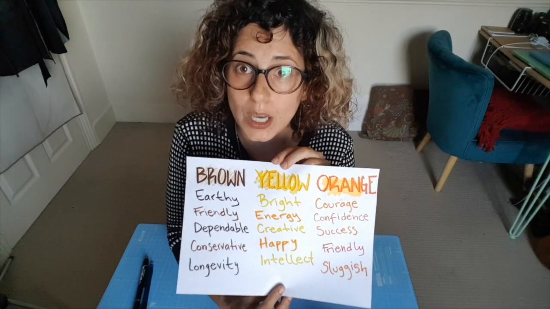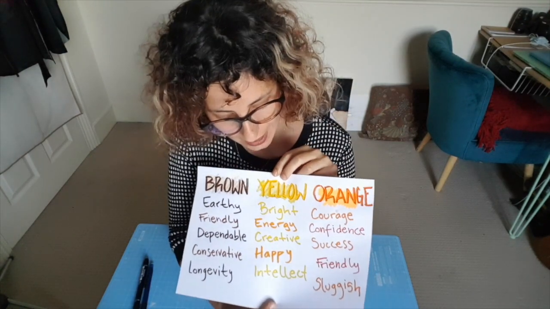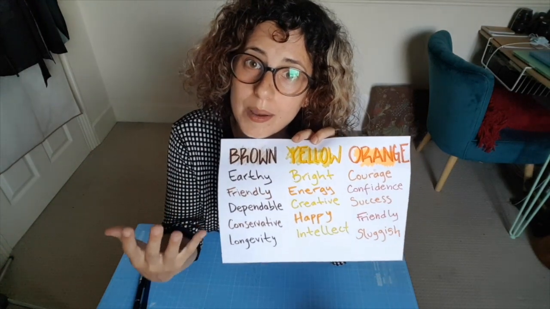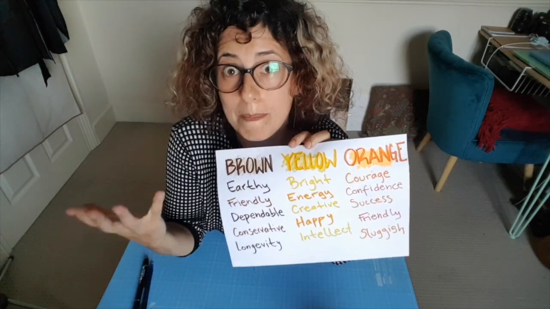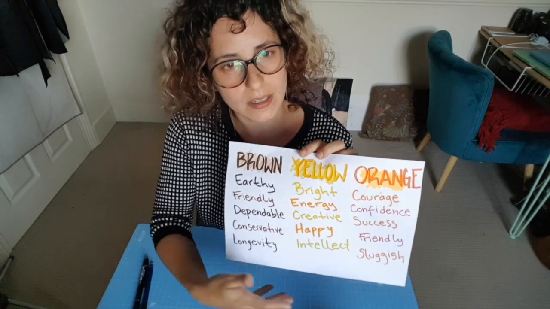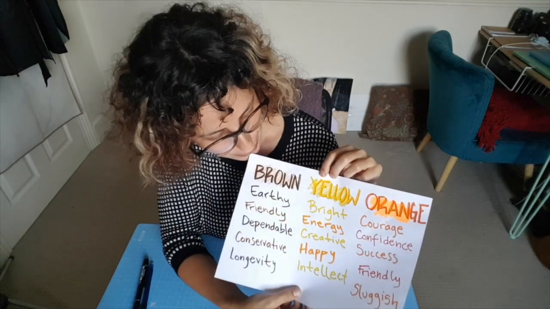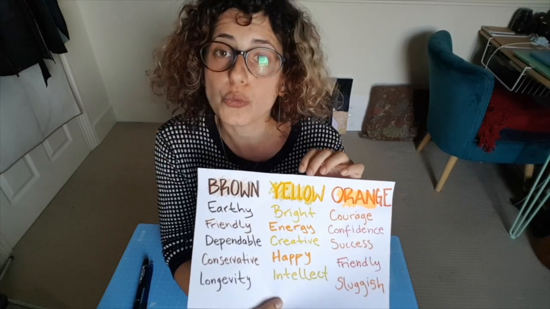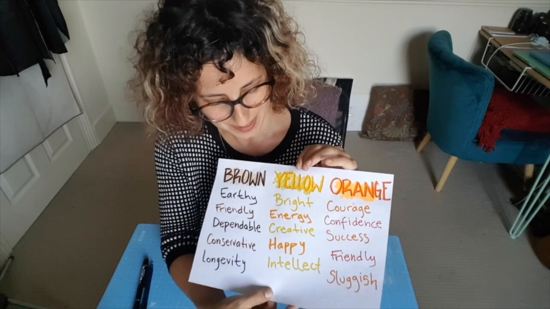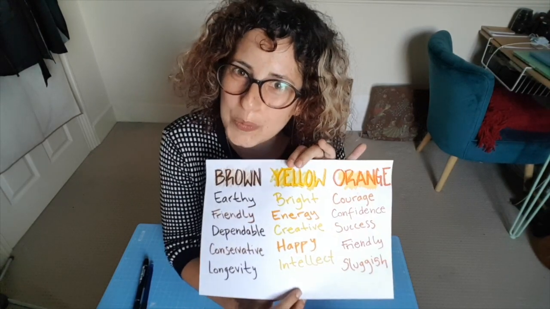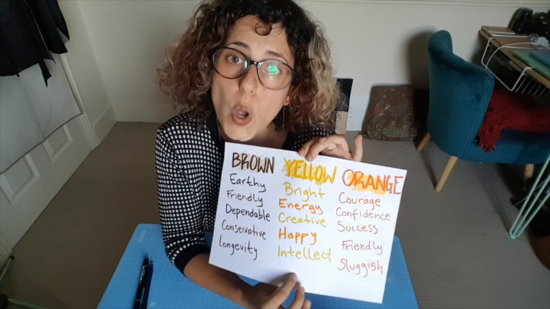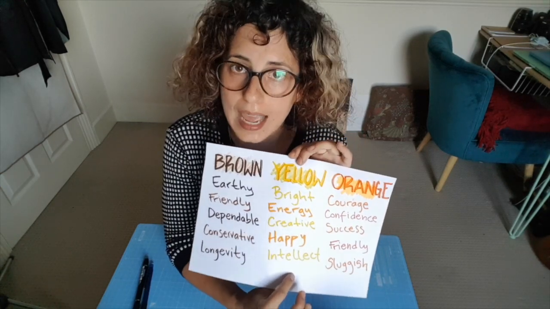We've got yellow, and yellow means bright and happy. I think it's a color that when you immediately see it, it makes you feel that way. It brightens you up. And so it means energy. Creative. Creativity has a yellow tinge to it, or so do some of the experts think. It's a very happy color, and it's also a color for intelligence.